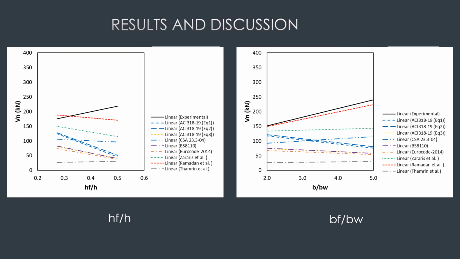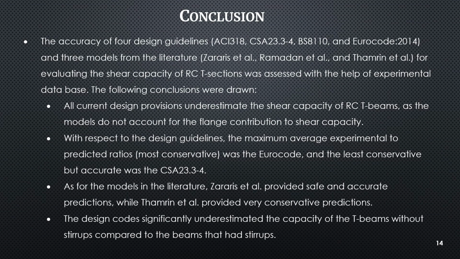It is recommended, therefore, that more research be done to investigate different flange geometries with different flange and web reinforcement ratios to come up with more accurate models to predict the shear capacity of T-beams and provide economical design for the T-sections. In conclusion, the accuracy of 4 design guidelines, the American ACI code, Canadian CSA code, British BS code, and the Euro code, and 3 models from the literature by Zararis, Ramadan, and Tamrin for evaluating the shear capacity of reinforced concrete T-sections was assessed with the help of an experimental database, and the following conclusions were drawn.